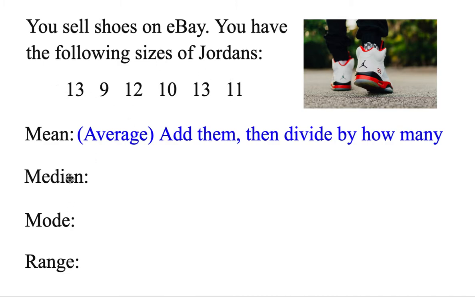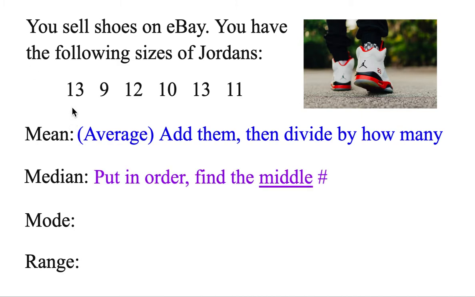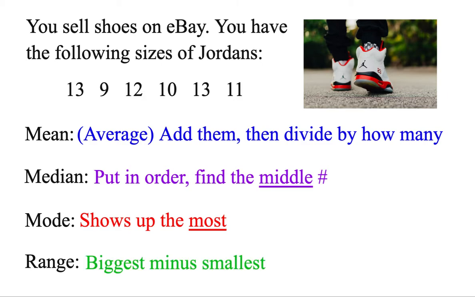The median is going to be the middle number. You're going to put them in order from smallest to biggest, and then you want to find the one that's right in the middle. The mode is the value that shows up the most, so that one's easy to find. And the range is going to be the biggest number minus the smallest number, and that's going to tell you how spread out the shoe sizes are. Feel free to pause if you want to jot these definitions down.